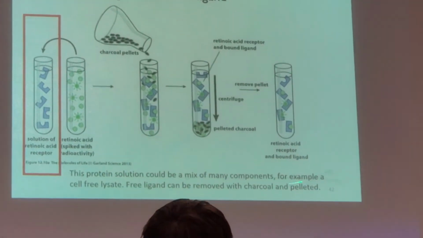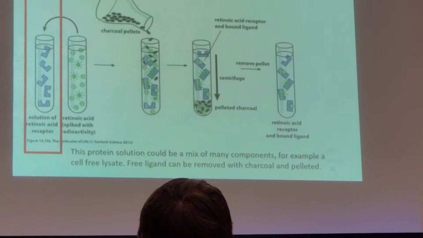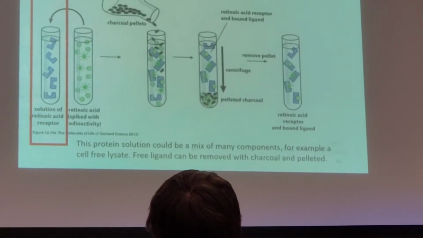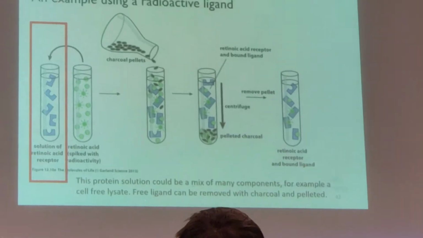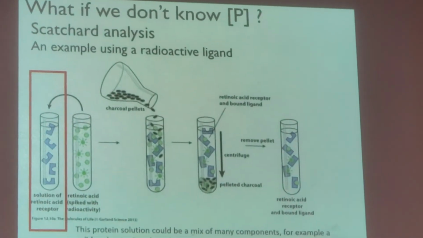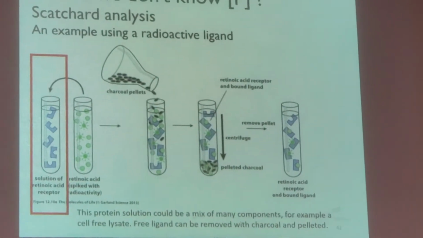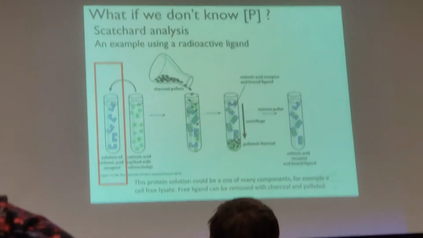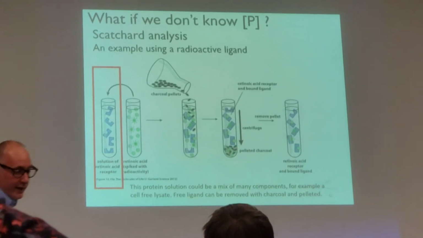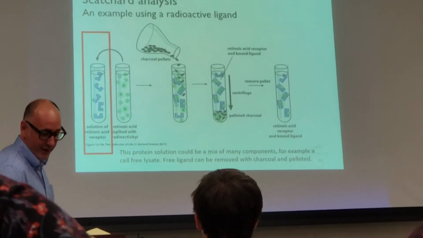The protein solution, in this particular case, is a mess. There's no way that I'm specifically isolating my protein of interest. There's just a lot of stuff in there, so I don't know anything about my protein concentration. This is a real problem that you could encounter. So instead of doing it in the normal, nice way, we can do what's called a Scatchard analysis.